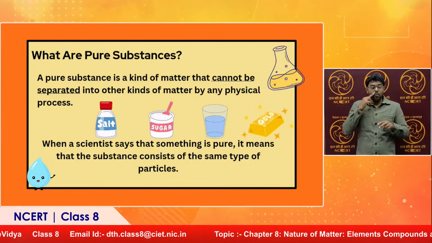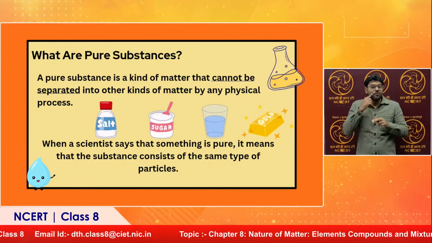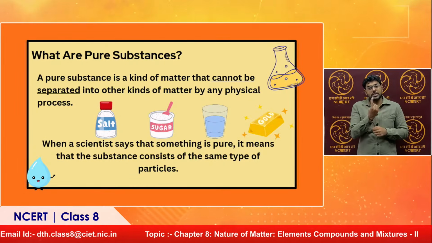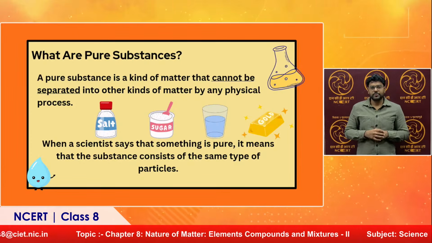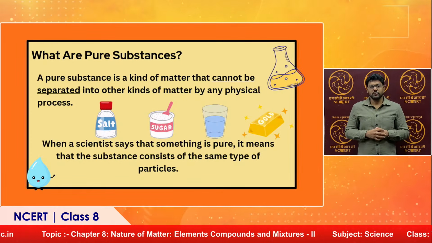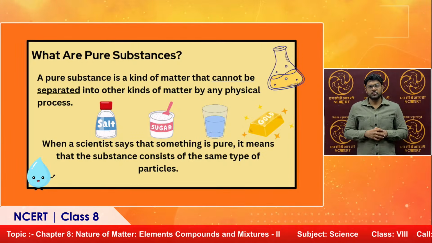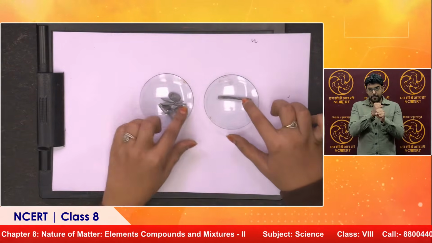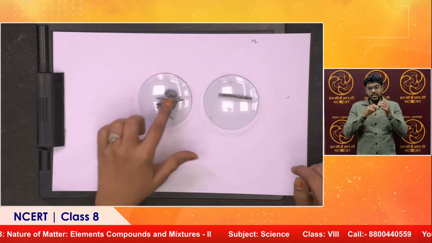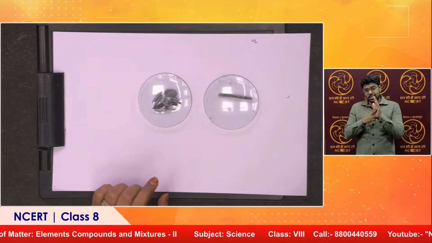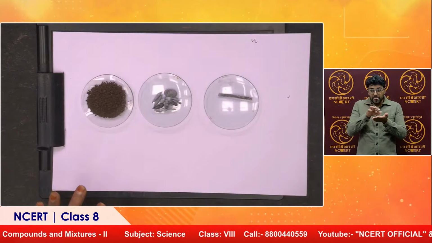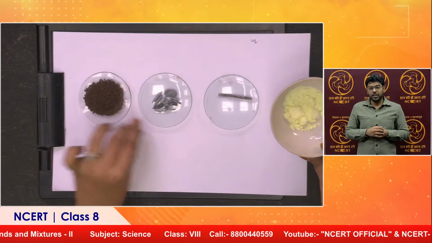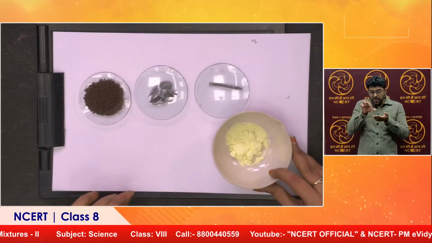So, according to scientists, when they say that something is pure, it means that it contains only one type of particle. We have certain examples over here. See, this is magnesium ribbon. These are zinc. And this is iron in the powdered form, iron filings we call them. And this is sulfur powder.